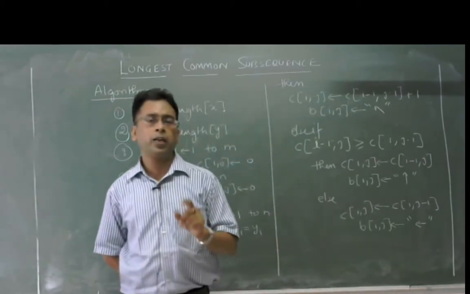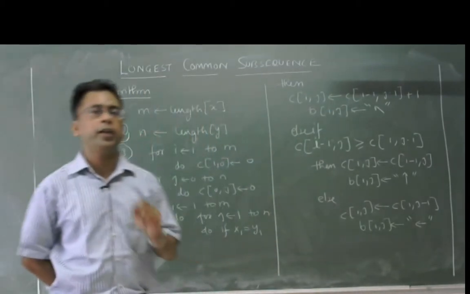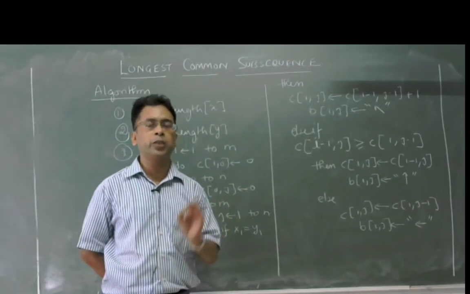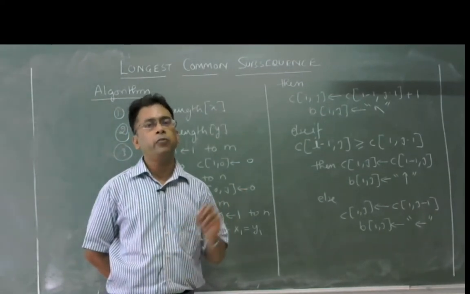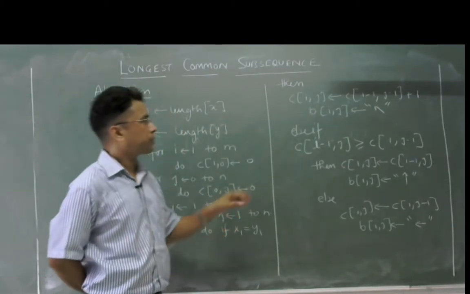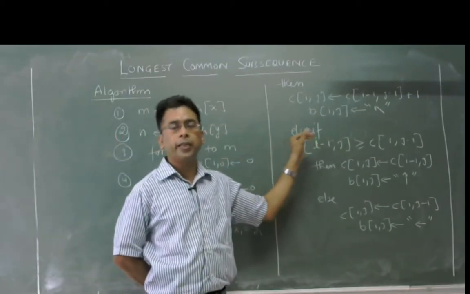So, whenever there is a match between xi and yi, we shall fill the value C[i-1, j-1] plus 1, and we shall place an arrow that is tilted at that position. If there is no match, then what do we do?